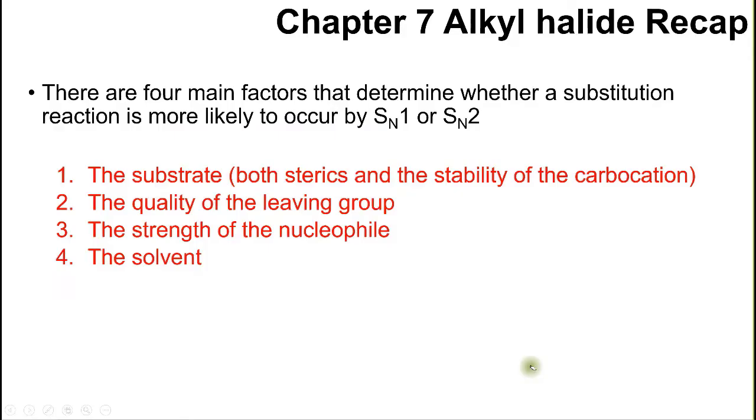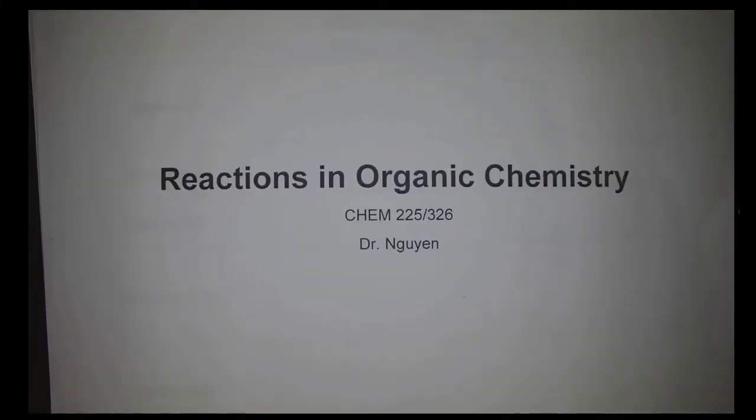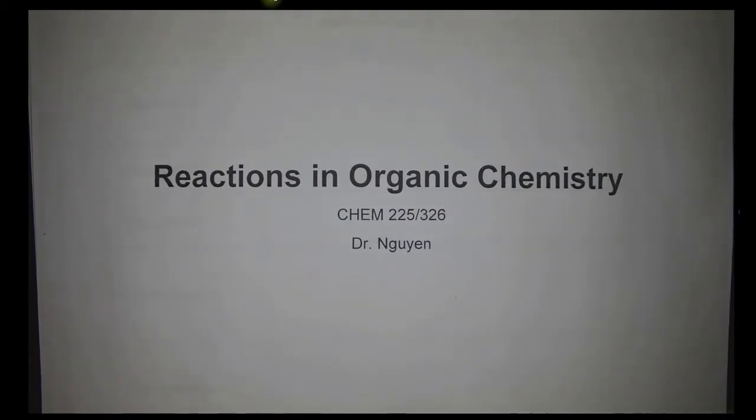All right, so there are 4 main factors that will determine whether a substitution reaction will happen by an SN1 reaction or an SN2 reaction, and we're going to look at those closely here. I'm going to go a little bit old school to try to reduce the technical glitches, so we're going pen and paper. Hopefully you can all see that screen. And this is the reaction book that you have access to on Moodle. Hopefully you have printed it out so you can use that.